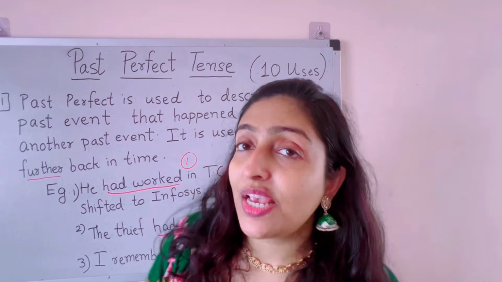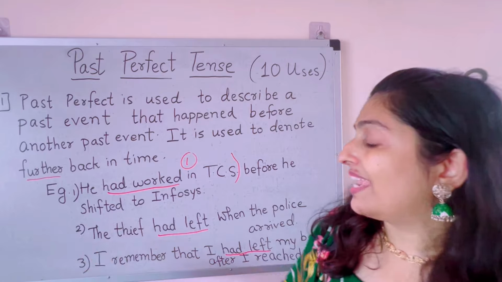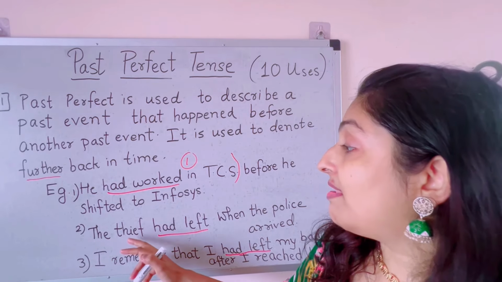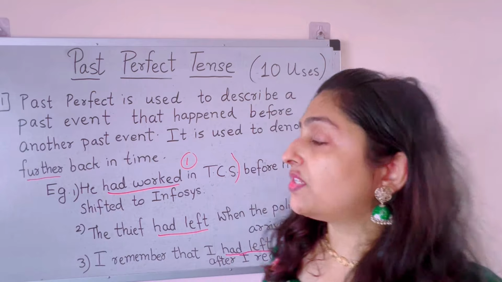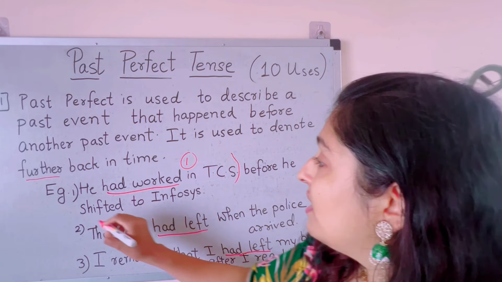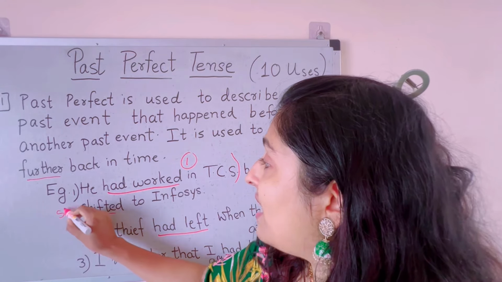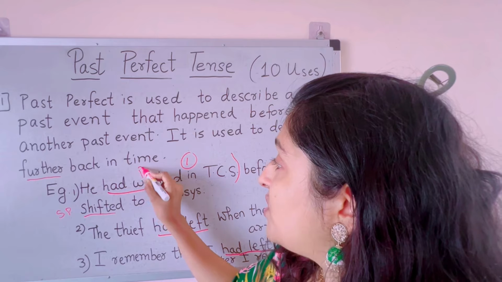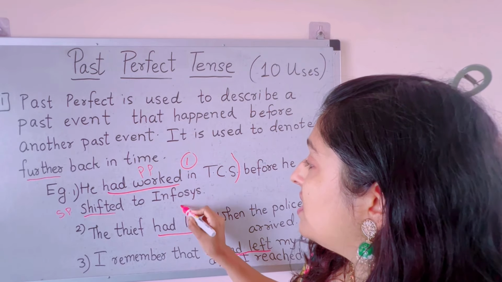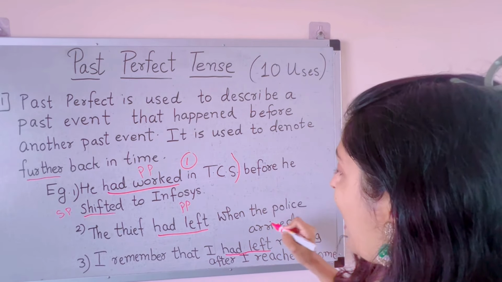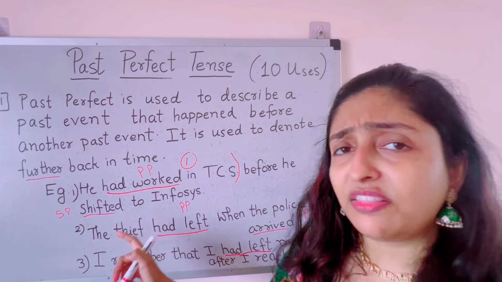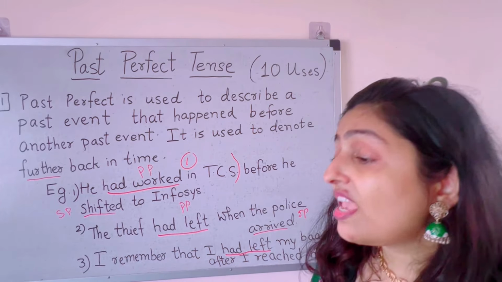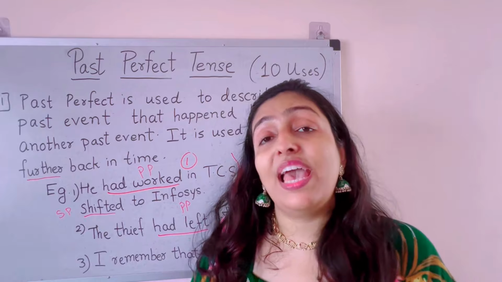I hope it is clear. Look at the second example. The thief had left when the police arrived. This is in simple past. This is in past perfect. And this is in simple past. The thief had left when the police arrived.